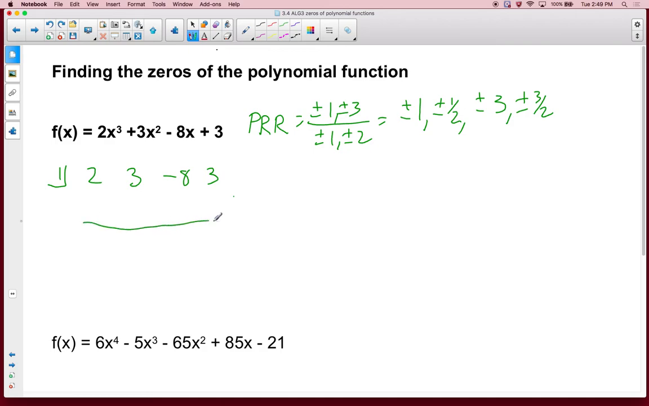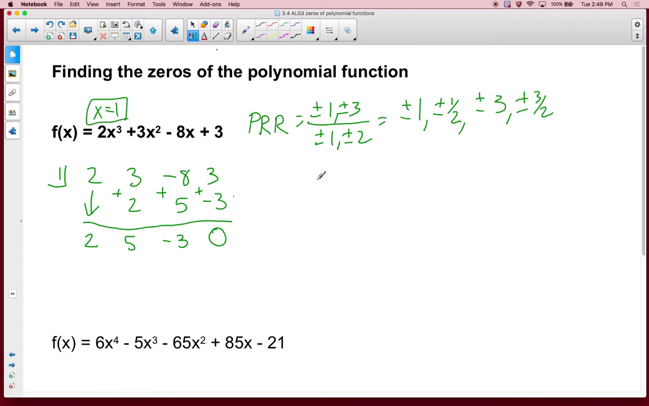Make sure you go nice and slow for these so you don't make a small algebra mistake. We bring down the 2, we multiply. 1 times 2 is 2. We add, we get 5, multiply 1 times 5, add, we get a negative 3, multiply, we get a negative 3, add, and we get a 0. Excellent. So that means this 1 is a 0. We have x equals 1.